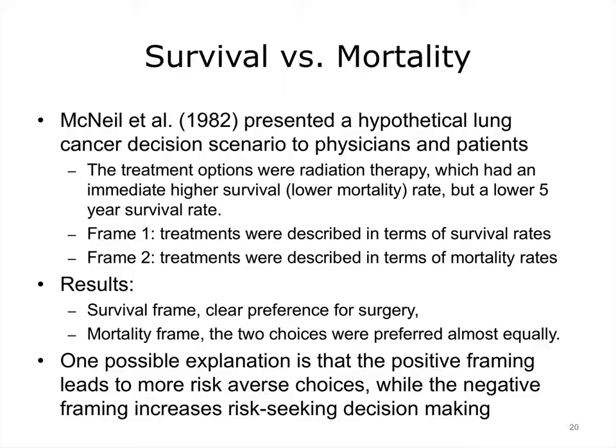McNeil et al., 1986, presented a hypothetical lung cancer decision scenario to physicians and patients. One treatment option was radiation therapy, which had an immediate higher survival and lower mortality rate, but a lower 5-year survival rate. The other treatment option was surgery. There were 2 frames for explaining the problem. Frame 1, treatments were described in terms of survival rates. Frame 2, treatments were described in terms of mortality rates.